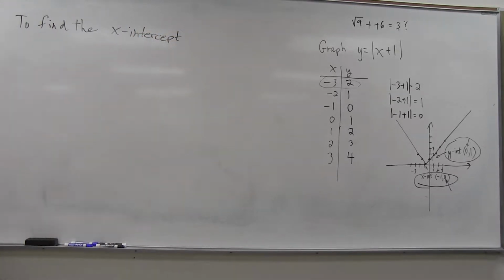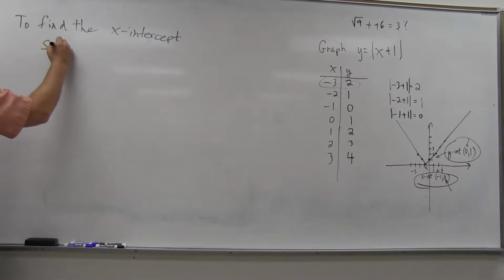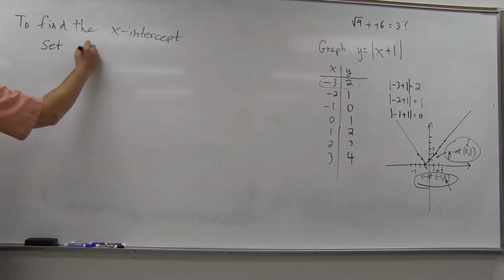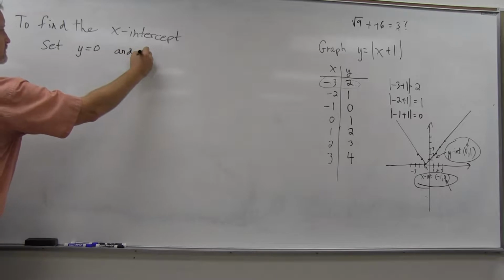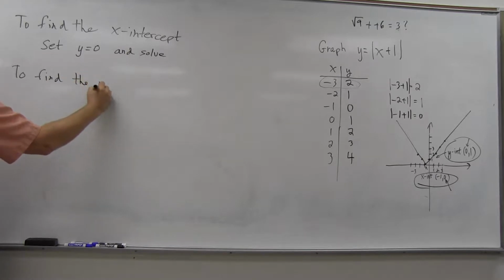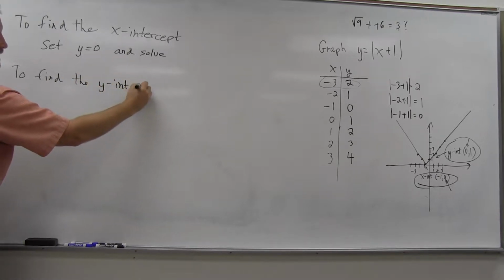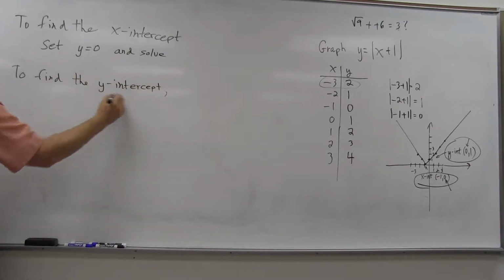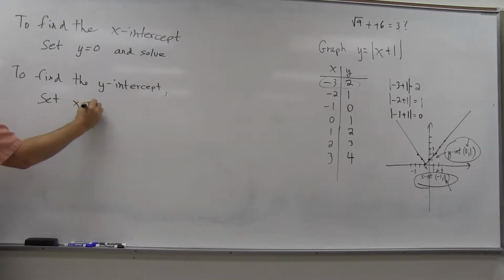Find the x-intercept, well, like we just said, on the graph, those always have a y value of 0. So to find the x-intercept, we're going to set the y equal to 0 and solve. And vice versa, to find the y-intercept, since the x has to be 0 to be a y-intercept, we're going to set x equal to 0 and solve.